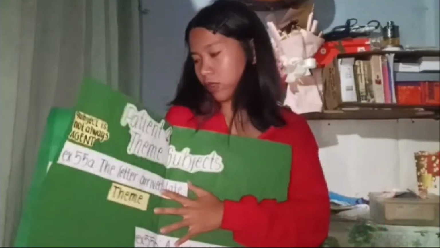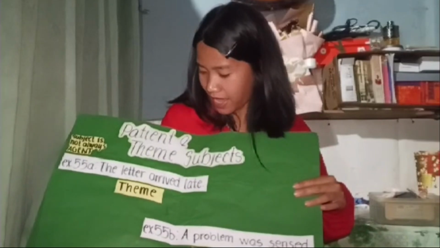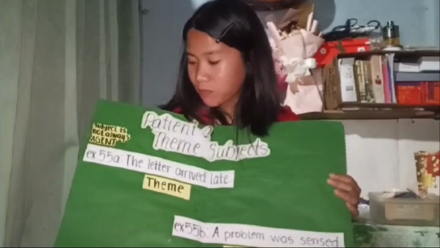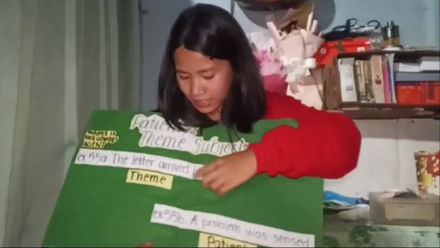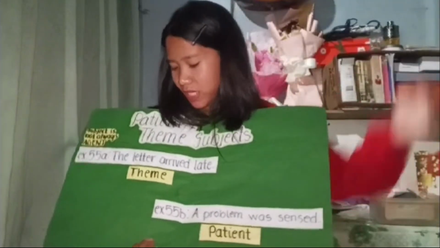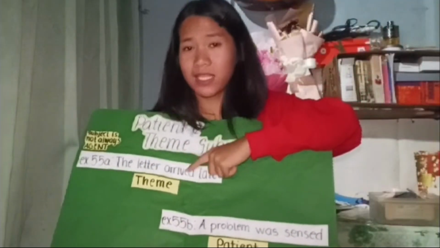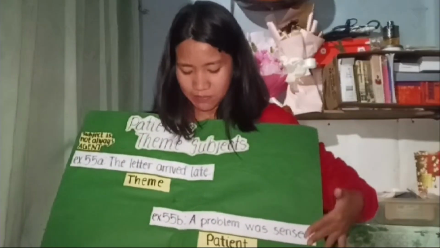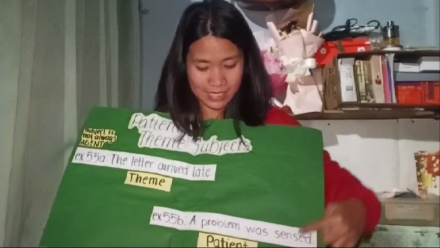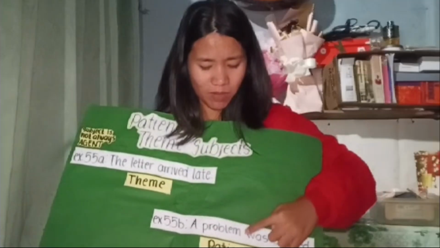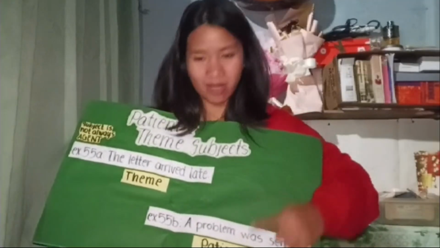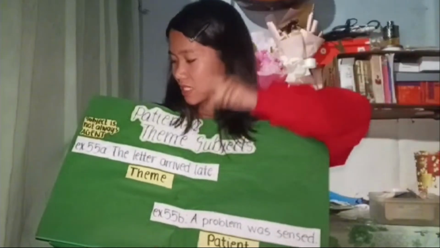To move forward, patient and theme subjects. Do you know that the subject is not always an agent? So here is an example. The letter arrived late. Here, letter is our subject, however, this is not an agent but rather a theme. The next example, a problem was sent. A problem here is our subject, but this is not an agent, this is a patient. Because as I've said, the subject is not always an agent.